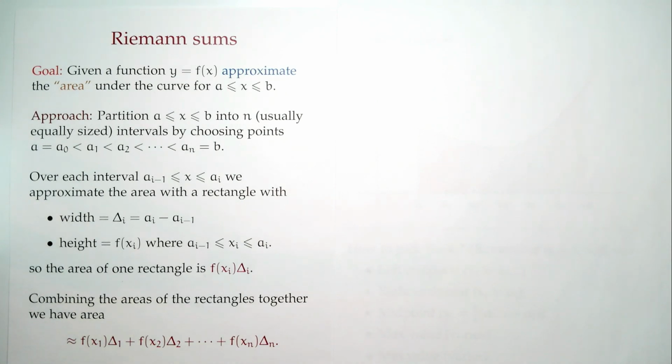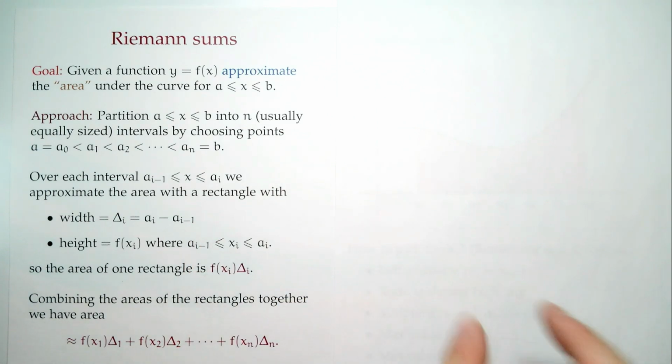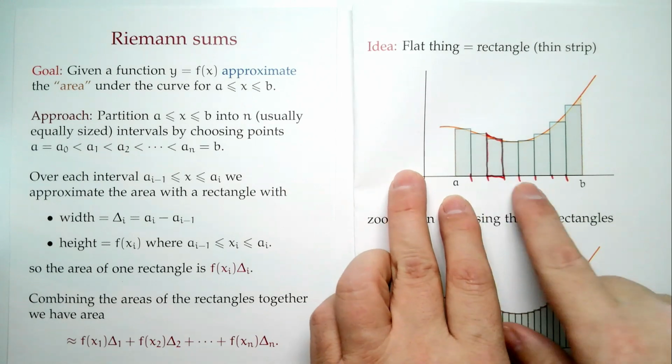So what's the approach? Well, we're going to break up our interval from A to B into little segments and say, well, let's look at each segment. Each segment is going to have a rectangle that sits on top of it, that approximates the curve. So if I have a rectangle, I need two things. I need to know the width, which is, let's actually just look back at our picture here, because we have picture technology. So I need to know the width.